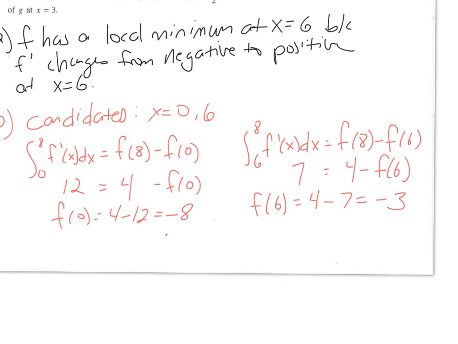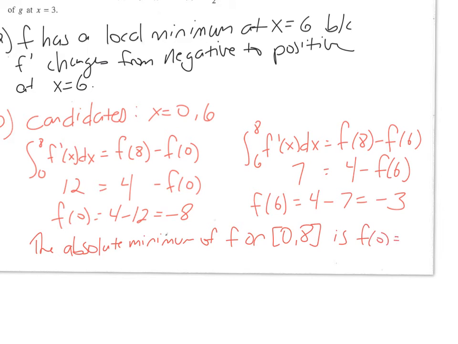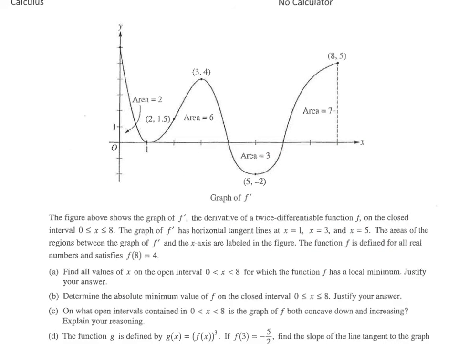So since negative 8 is less than negative 3, we can say the absolute minimum of f on our interval is f of 0, which is equal to negative 8. And now we're ready for part C.